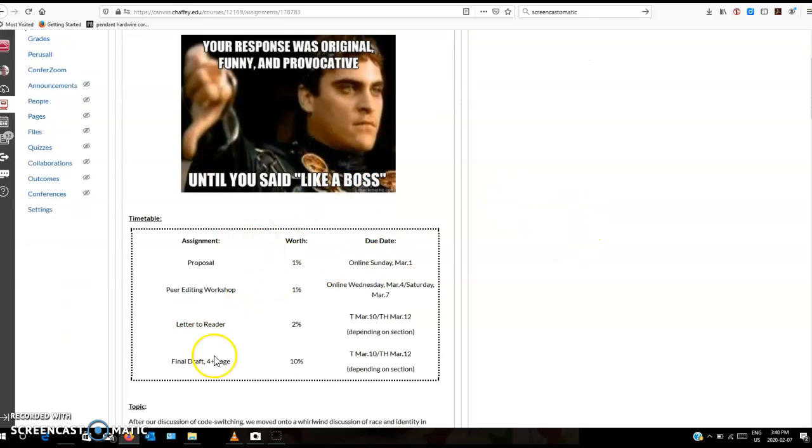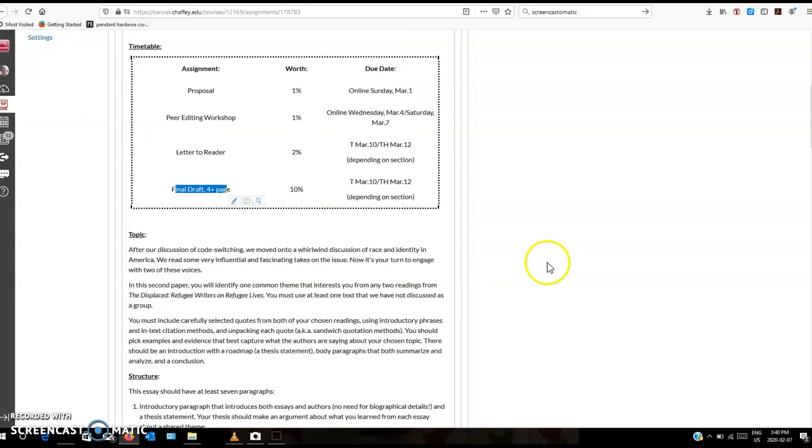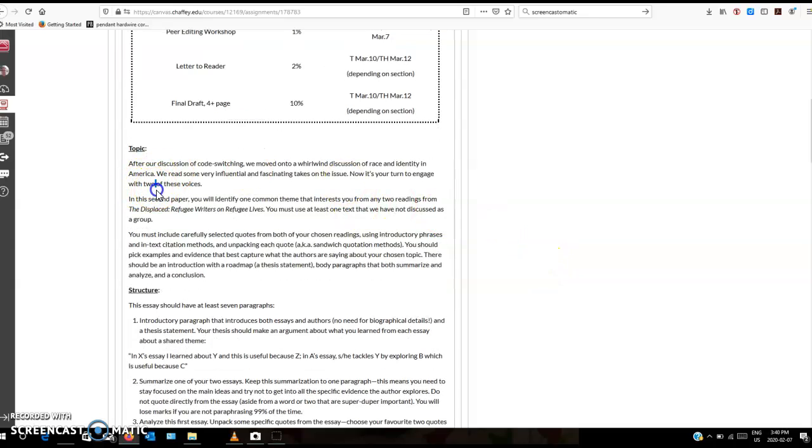Right, so as usual, there's a timeline at the top of the instructions, breaking down the little tasks. Again, we have a proposal, we have a peer editing workshop, another letter to the reader, and then your final draft, which should be about 4 pages, if not longer. Okay, so this essay, let's look at the topic.